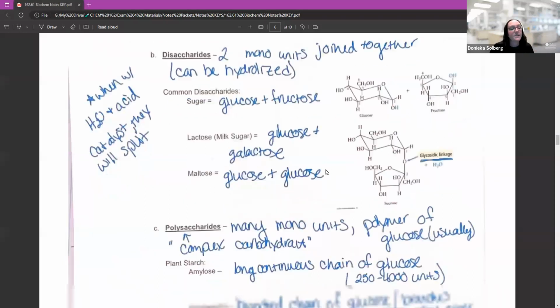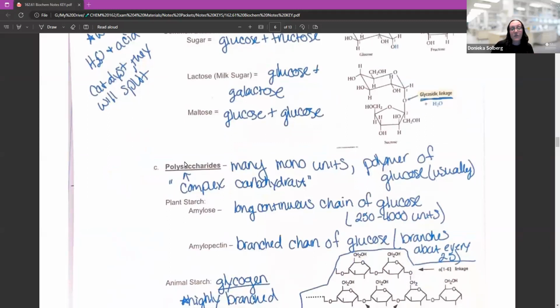We had disaccharides, now polysaccharides, meaning, of course, many sugars. So this is when you have a lot of monosaccharide units together. We call that a polymer, right? When you have a lot of building blocks bonded together, it's usually a polymer of glucose. Okay, and this is considered a complex carbohydrate. So that might be a term that you're very familiar with. Complex carbs are really just big polysaccharides. It's a bunch of glucose molecules stuck together, and that's how you get a lot of energy.